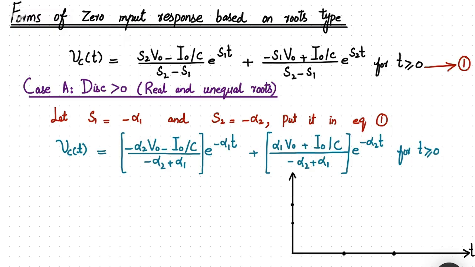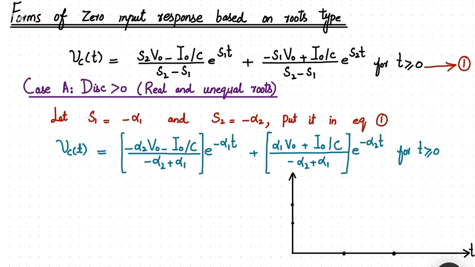So this is the general form of the zero input response for a series RLC circuit. Now we can calculate what the form of this zero input response would be if we know that the roots are of a specific type. Let's say the roots are real and unequal, or, the third type, if the roots of the given characteristic equation are complex conjugate roots.